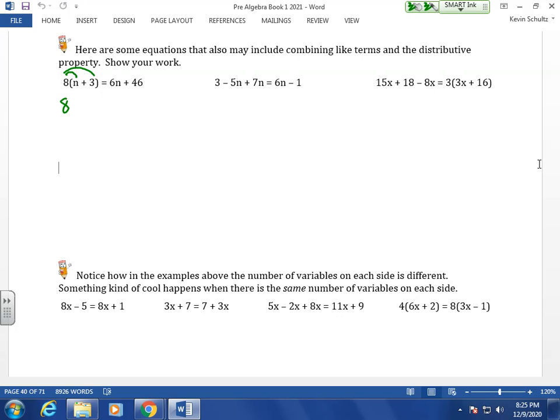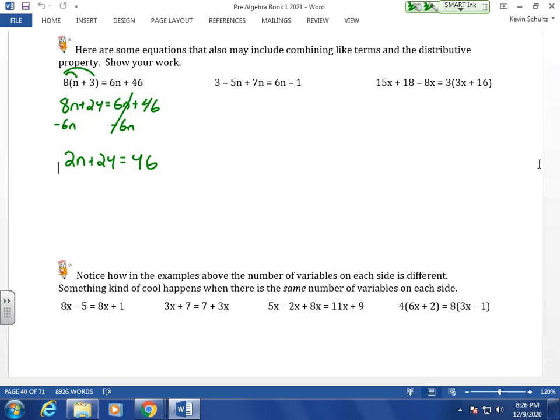So 8 times n is 8n. 8 times positive 3 is positive 24. And that's equal to 6n plus 46. I didn't do anything with the right side yet, right? I only distributed on the left side, nothing with the right side, okay? And now I've got variables on both sides. 8 n's on the left, 6 n's on the right. You can think about it as having 2 more n's on the left, or mathematically, subtracting 6 n's from both sides to cancel them out on the right will leave me with 2n plus 24 equals 46.